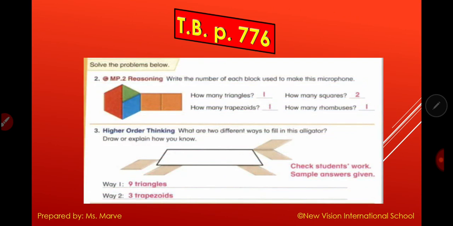Okay, so here's the answer. Number two, to make a microphone, we need one triangle, one trapezoid, two squares, and one rhombus. The result will be a microphone. How about number three? What are two different ways to fill in this alligator? You can use way number one, directly use 9 triangles. And way two, you can use 3 trapezoids.